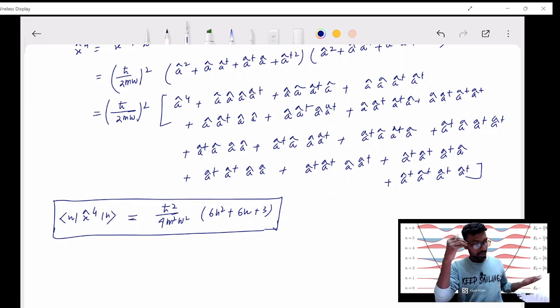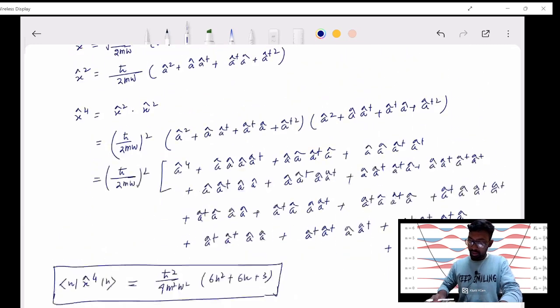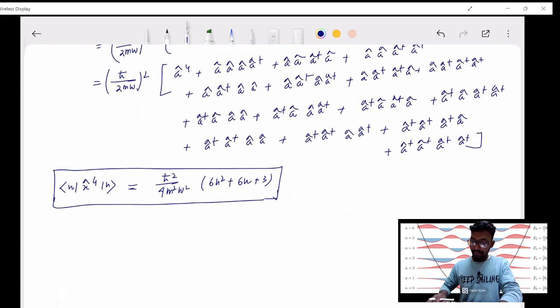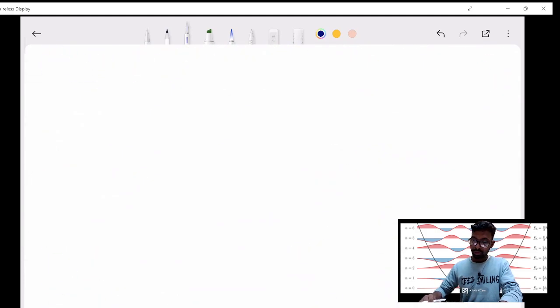Just remember this value. How to calculate this type of result, actually. So we get a very beautiful result. How can I calculate the expectation value of x to the power 4 for harmonic oscillators? Finally we get a very good result. These three expectation values are very important for your competitive exam purpose. You just follow each of these results.